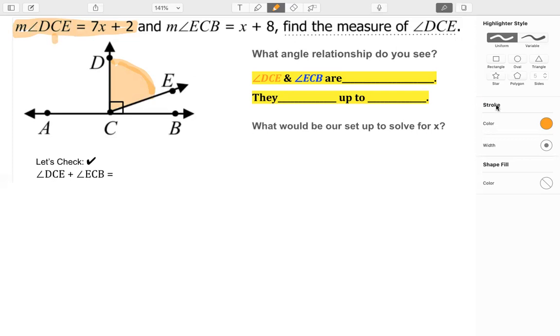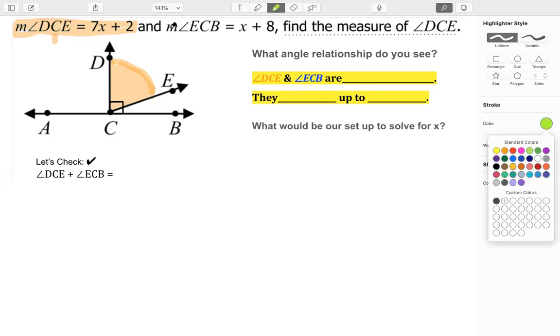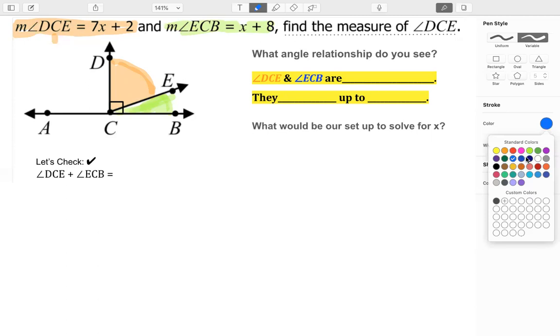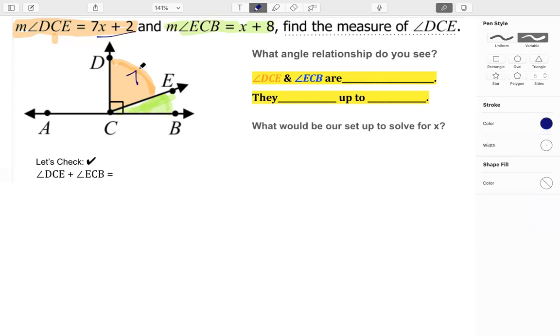Okay, the second angle that they gave us, I'm going to change the color to green. The second angle they gave us was ECB, and they said that angle was x plus 8. So here is ECB, and that angle is right here. This angle highlighted in green, ECB. All right, they told us the values of both of those angles, so let's also annotate those two so that it's clear to us. DCE is 7x plus 2. The second angle, again in green, is ECB. ECB is x plus 8.